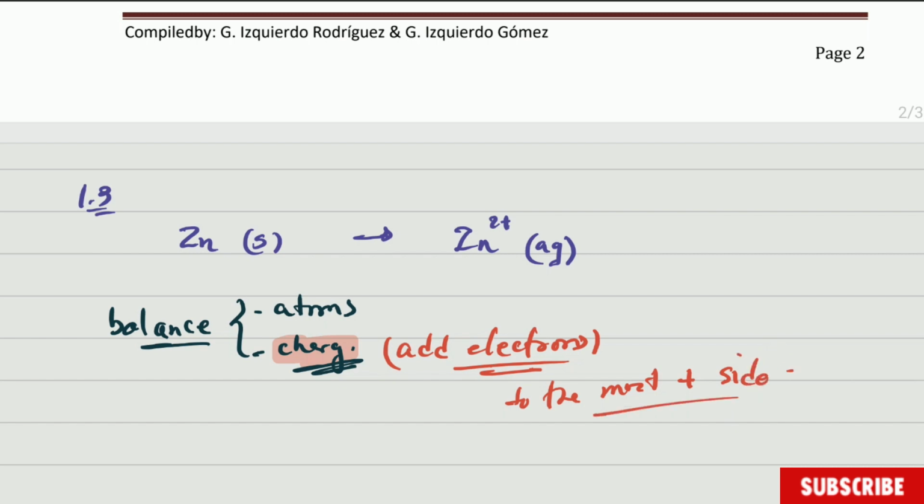Let's write the side to the most positive side. So we're going to balance this one. We have to balance the atoms as well as the electrons. And to balance the electrons or the charge, let's say we add electrons in the more positive side.